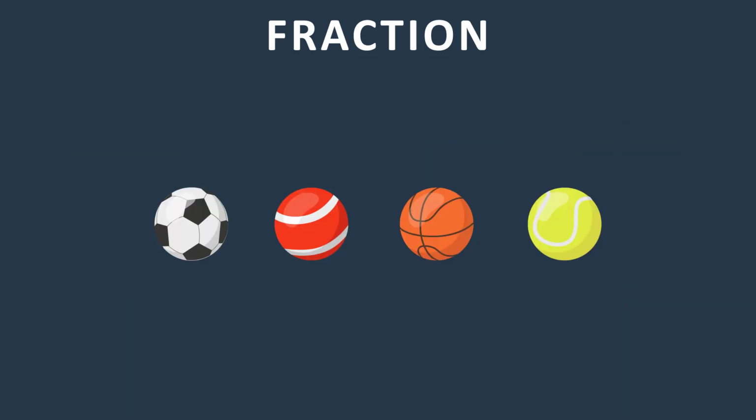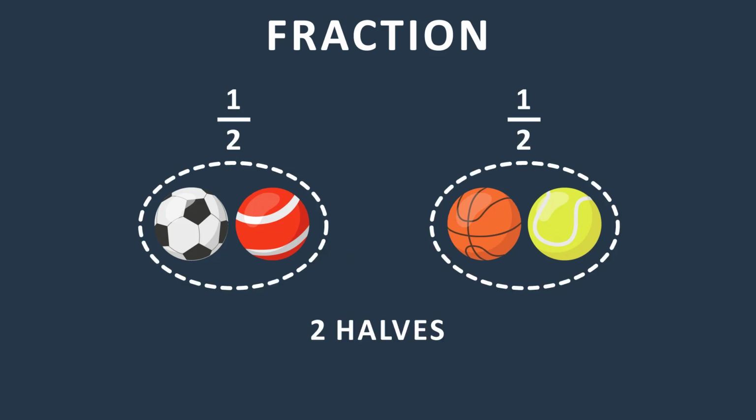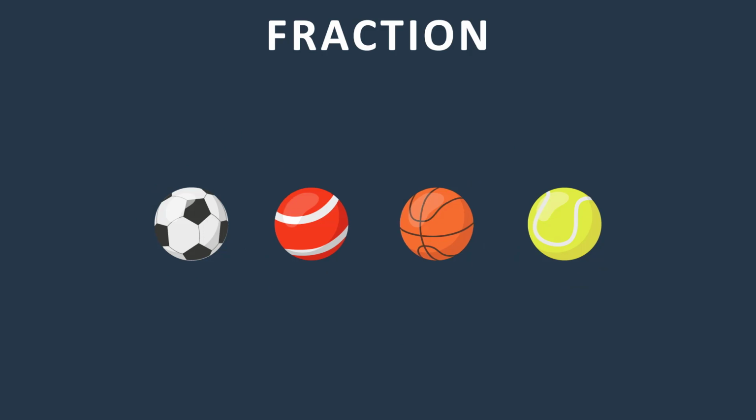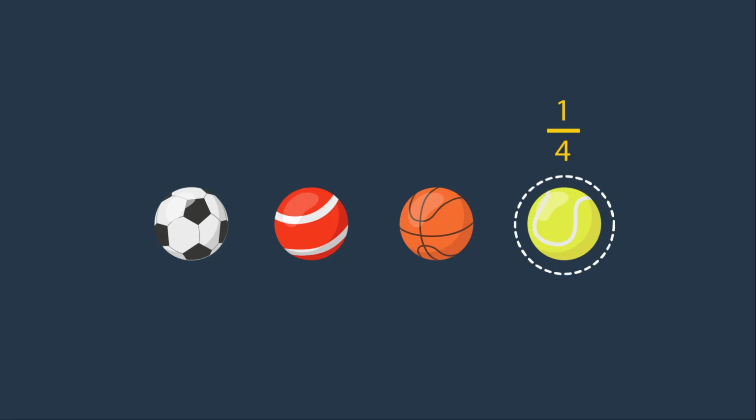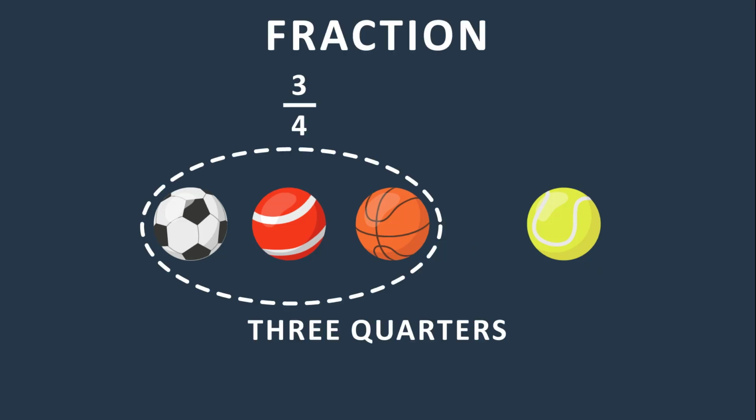Let's find the half of a group of objects. There are 4 balls, so half of it is 2 balls. Here, there are 2 halves. What's quarter of this group? There are 4 balls, so quarter of it is 1 ball. What's 3/4 of this group? There are 4 balls, so 3/4 of these are 3 balls.